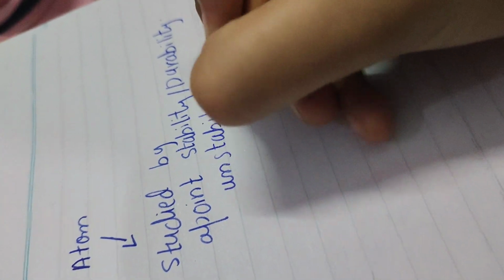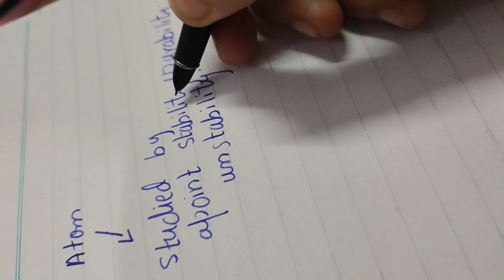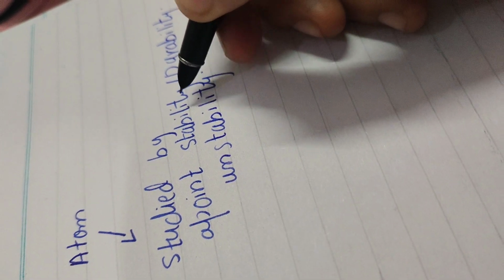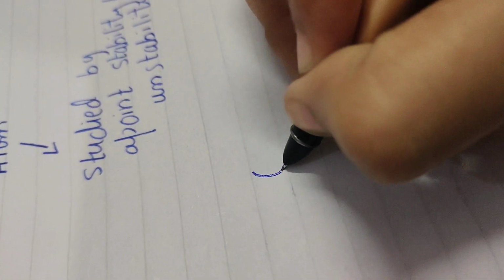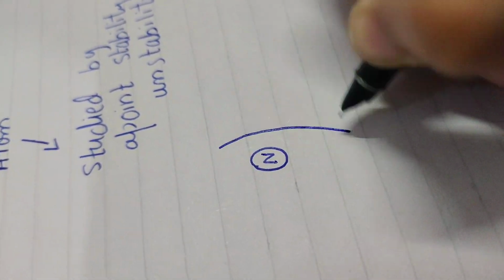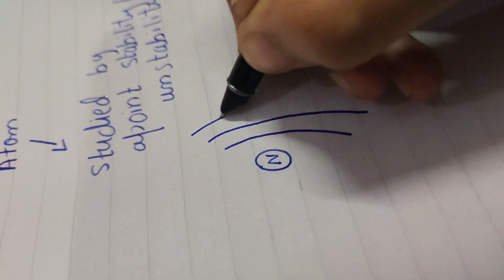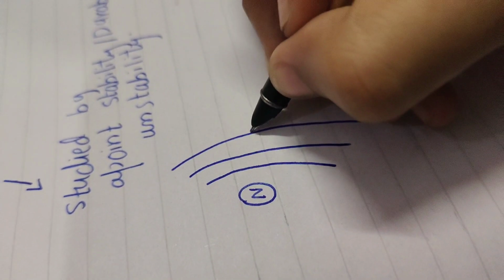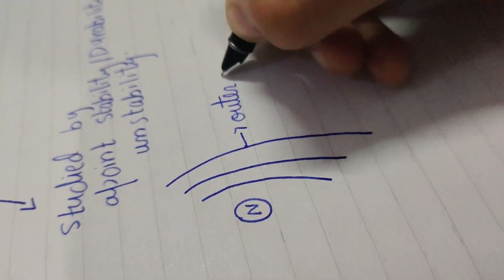So, can I ask why does an atom need to be stable? Why? Let's discuss that in detail. First of all, let me tell you, for example, this is the nucleus, and here is one shell, here is another shell, and here is our last outer shell. So this outer shell will be known as the valence shell.